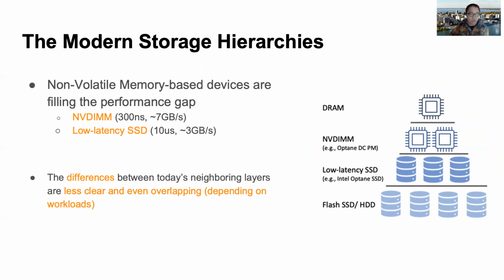Within the modern hierarchy, we observe that the difference between today's neighboring layers is much less clear compared to that in the traditional hierarchy. For instance, we look into popular pairs of devices, such as DRAM over NVDIMM, NVDIMM over low-latency SSD, and low-latency SSD over conventional NAND flash SSD. According to our quantification, the minimum performance difference across device pairs today is usually less than 3 times, and sometimes the performance of neighboring devices can actually overlap.